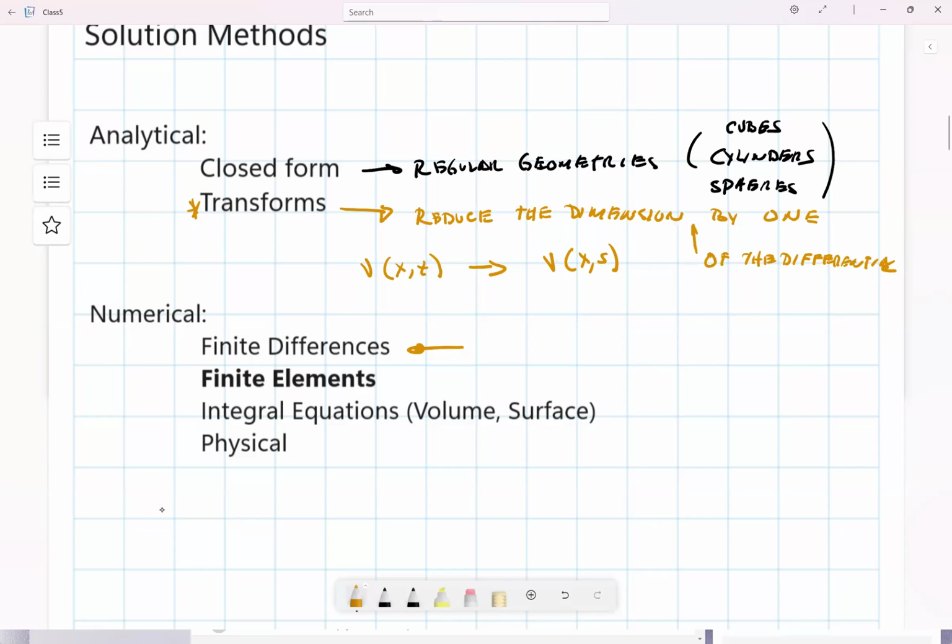Now, finite elements is the object of this class because it is a general method that applies to whatever, and it has no restrictions. So for me, of course, this is the best generic method. It can solve almost every problem.